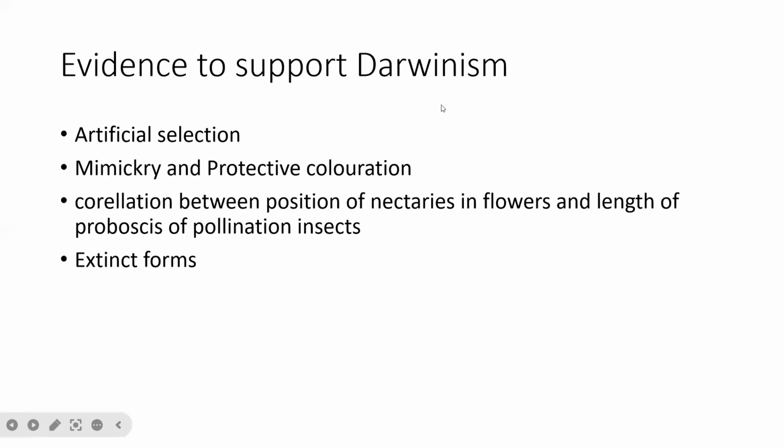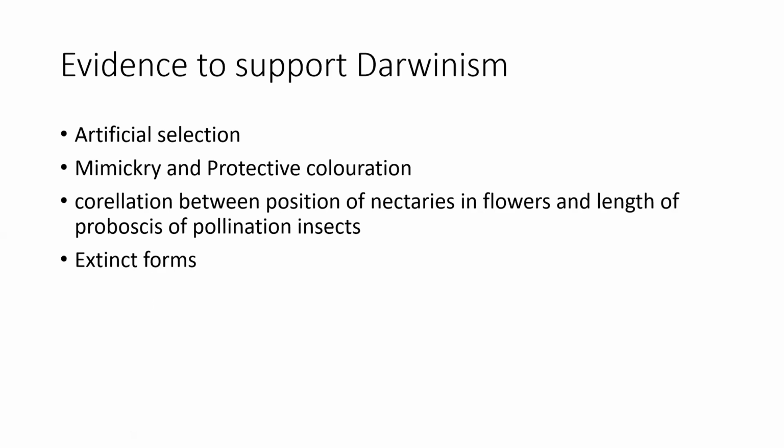Then evidence to support Darwin: artificial selection, mimicry and protective coloration, correlation between position of nectaries in flower and length of proboscis in pollinating insect, and extinct forms. Proboscis means the antenna-like part which comes out from the insect to take in nectar. It is a part of the insect. So these are the evidences which support Darwinism.